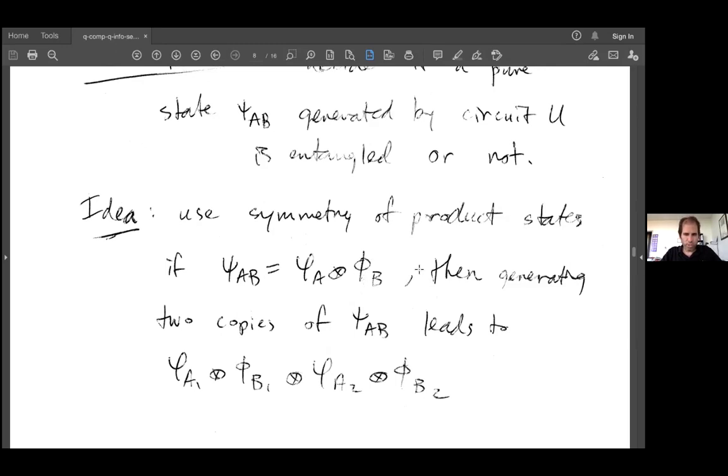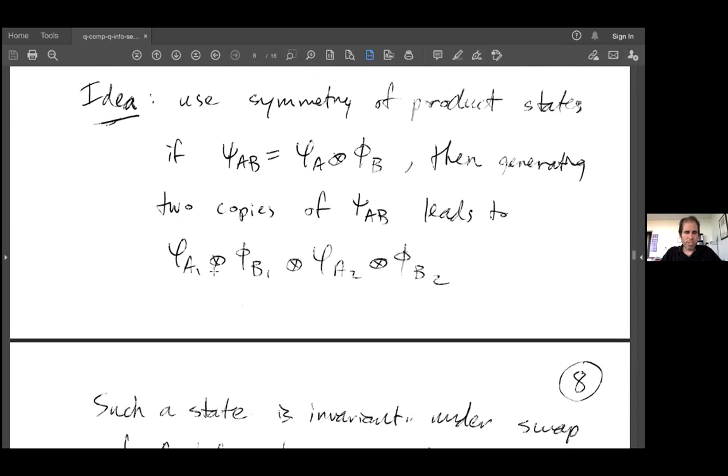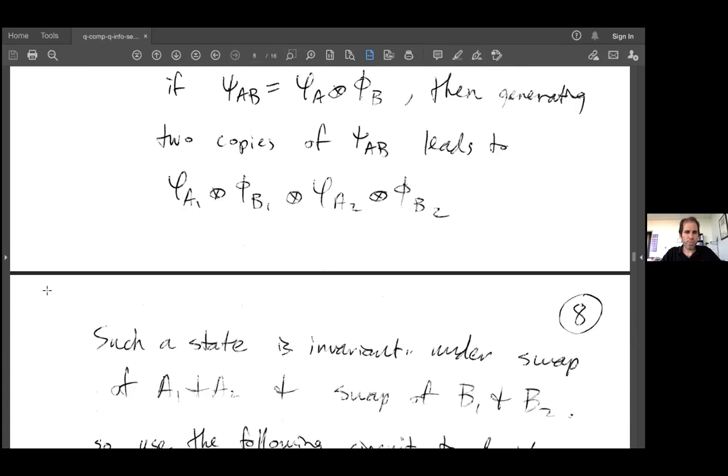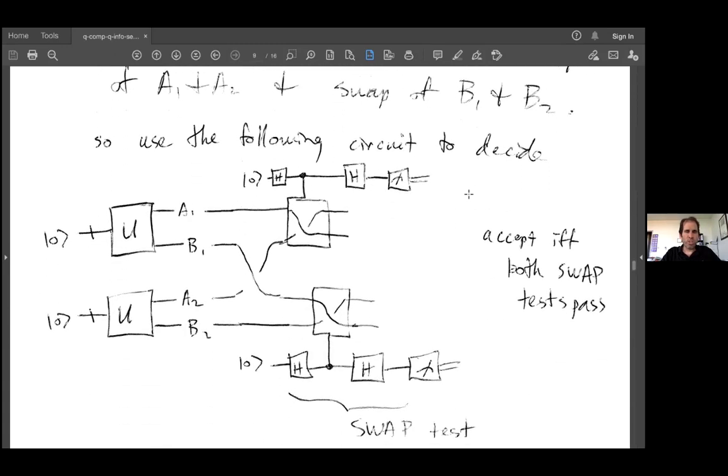So these are pure states. Then if we generate two copies of psi AB, the state will be this. And then what you see is that the global state is invariant under a swap of A1 and A2, and it's invariant under a swap of B1 and B2. Okay, so you can then use this circuit to decide if the state is product or entangled.